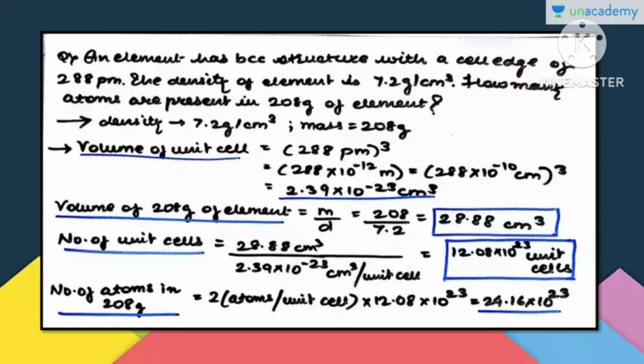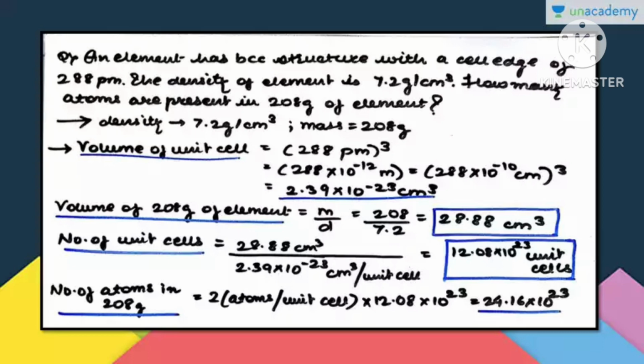X-ray diffraction studies show that copper crystallizes in an FCC unit, face-centered cubic, FCC unit cell with cell edge of 3.608 × 10^-8 centimeter.